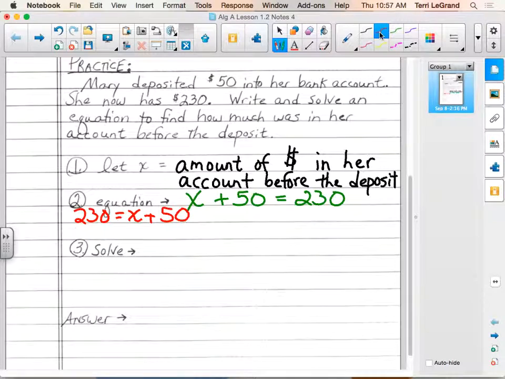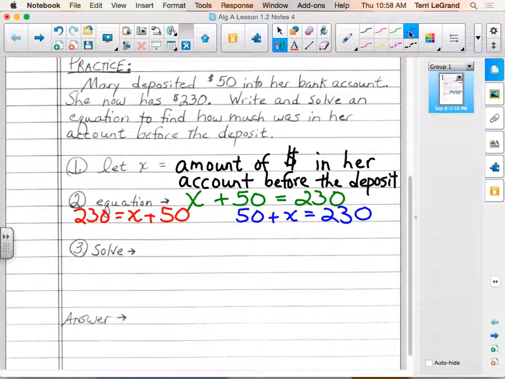Cody? 50 plus X equals 230. Yeah, that works too, because in addition we can trade them around. What property allows us to add in any order? Commutative. There's a commutative property of addition also. Add them in any order you want.